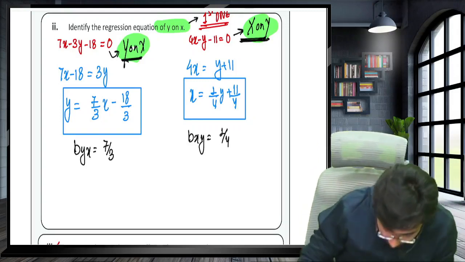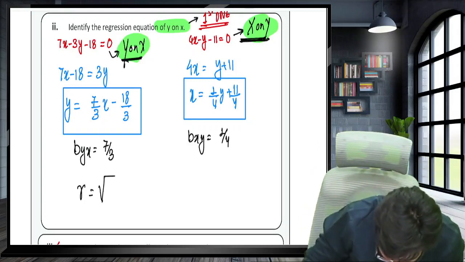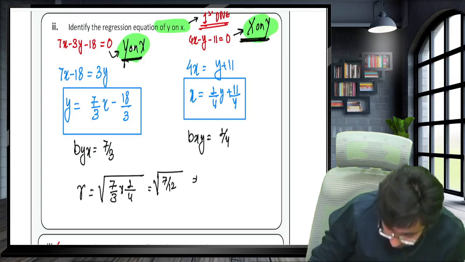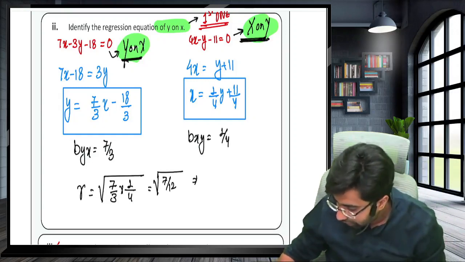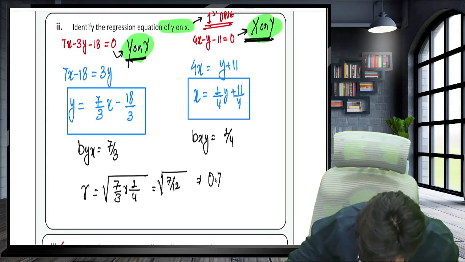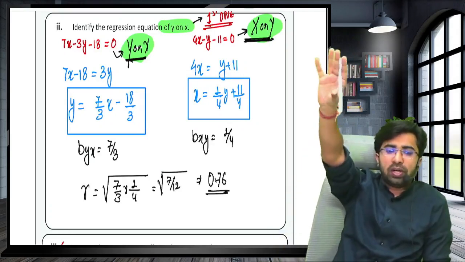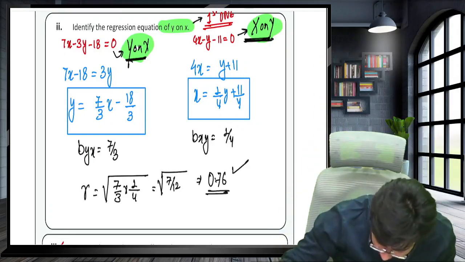Now guys, can you compute r? Sir, of course we can compute it. 7 by 3 multiplied by 1 by 4. So here you will receive 7 by 12. Whatever it is, take the square root, it is 0.76. Guys, can I say my r is coming between -1 to 1? It means my assumption is right and this is my final answer.